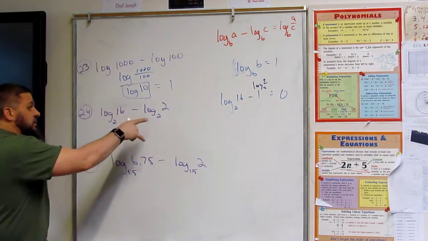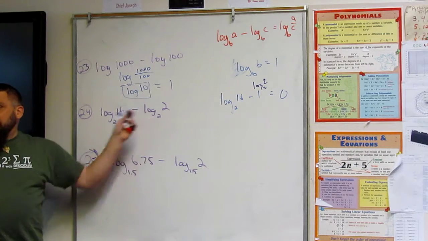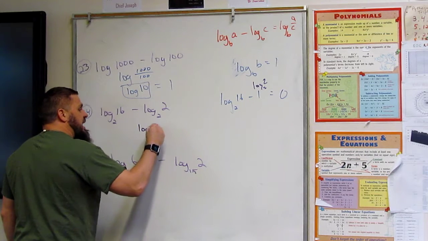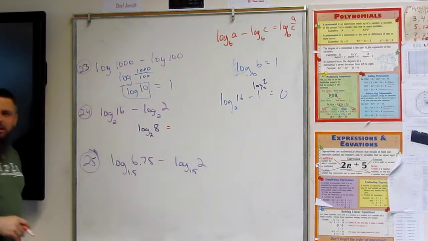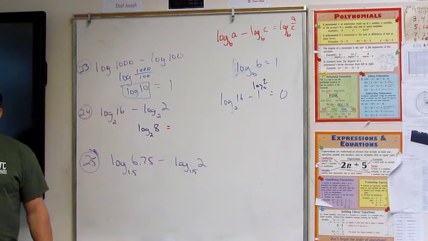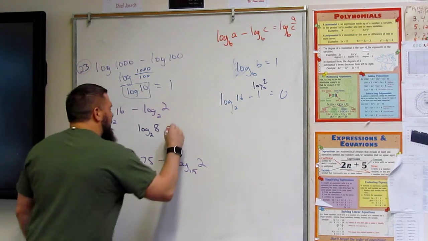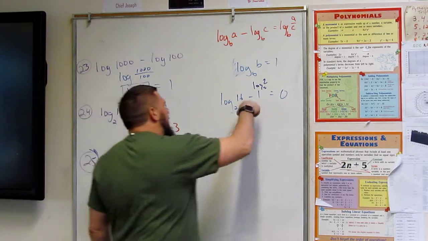The reason you do that is so you can get it into one log. I could move the one too. But this would be 16 divided by 2, which is 8. So log base 2 of 8. And then 2 to what power is 8? 2 to the third power. 2 to the third power is 8.